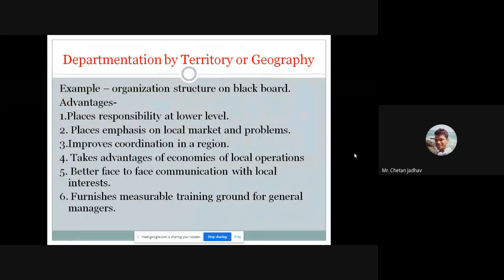So like this way, according to customer requirements, needs, market survey and problems, they are making plants in India also. Like this way we are focusing only on that local region and problems, and then we will make one separate departmentation geography wise. Then, it improves coordination in a region.